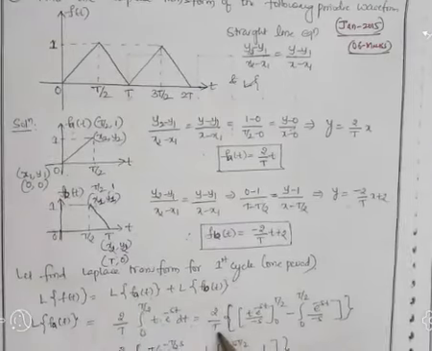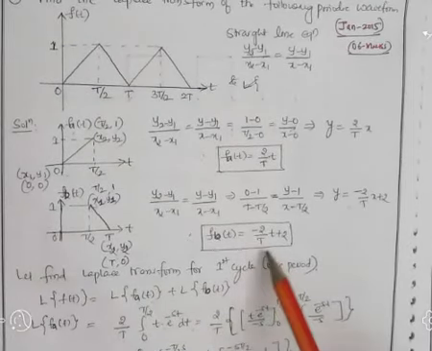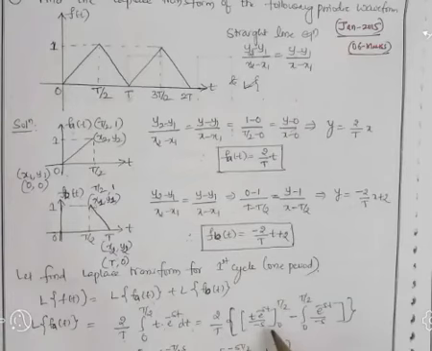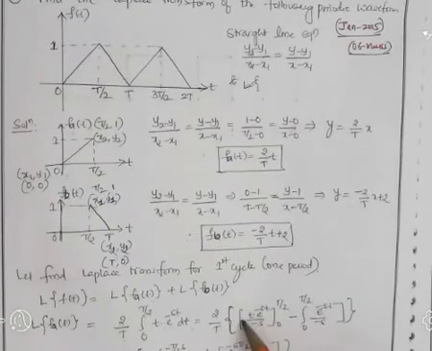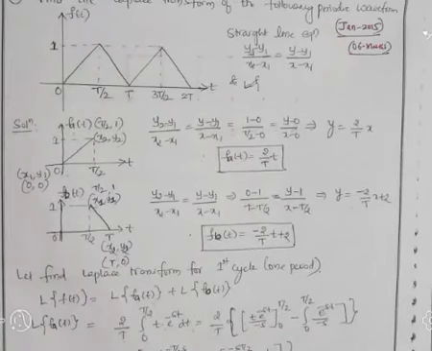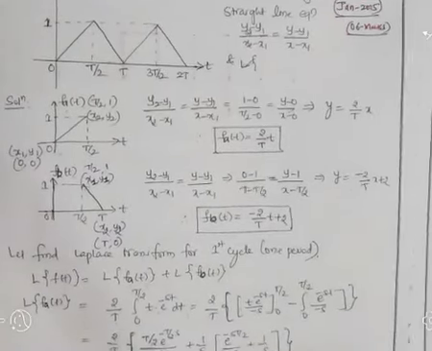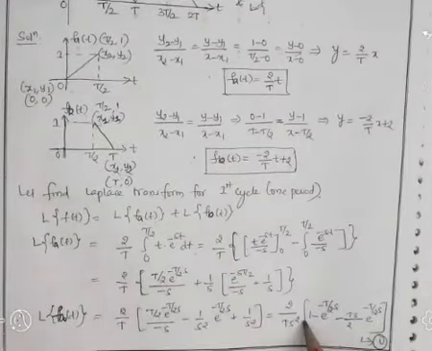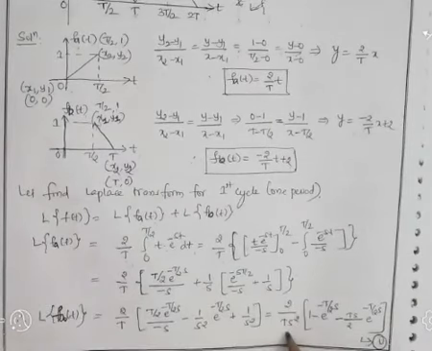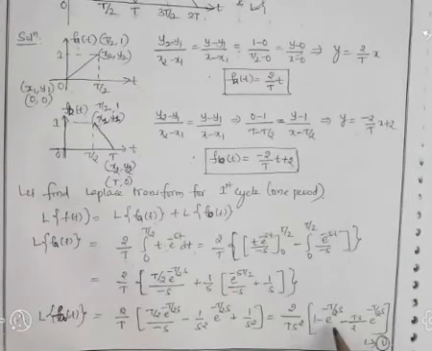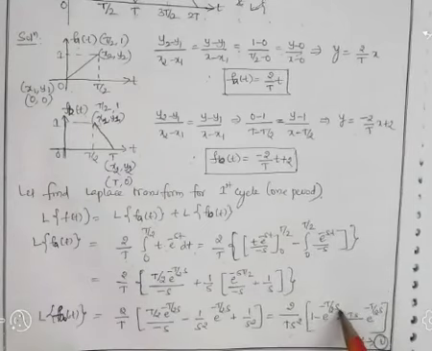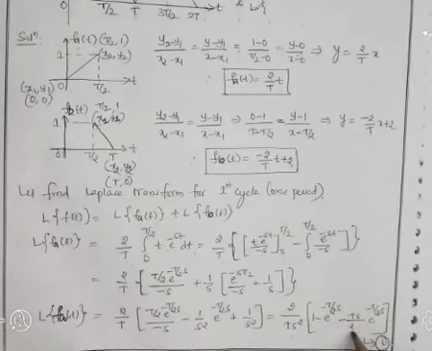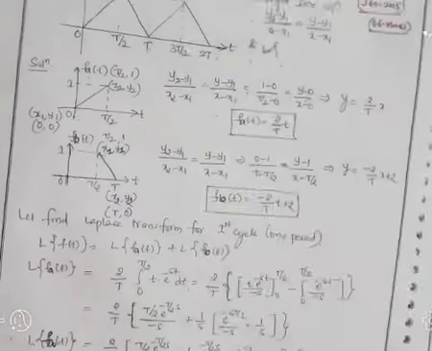Similarly, second one, minus 2 by T into t plus 2, but before that, first I will do the simplification of this one. Simplifying this term, we'll get the answer as 2 divided by T into s square, inside the bracket 1 minus e to the power minus T by 2 s minus Ts by 2 e to the power minus T by 2 s. Okay. Similarly, second function is what?